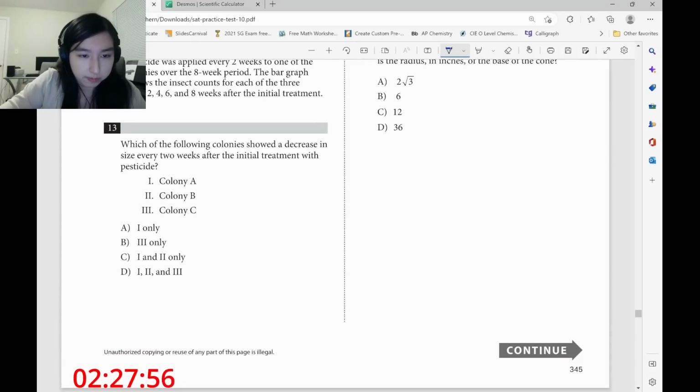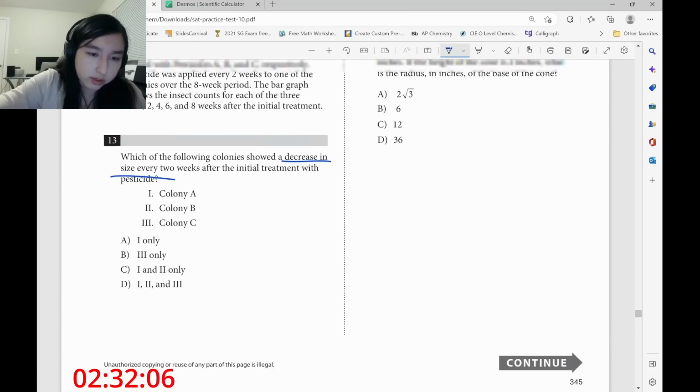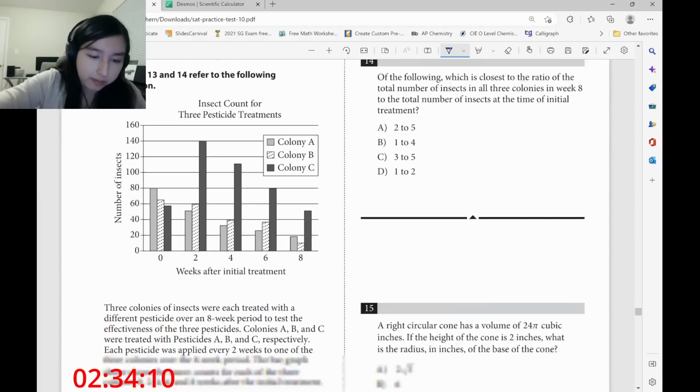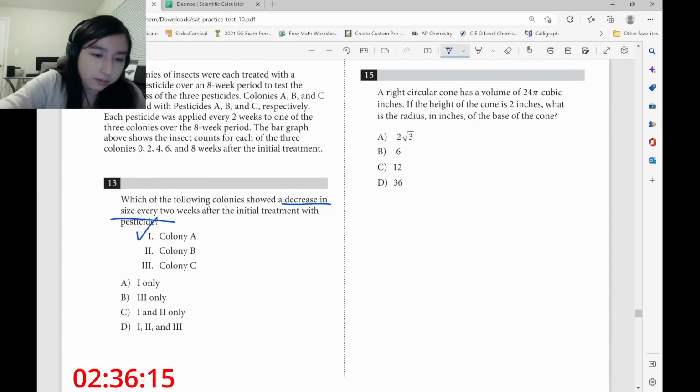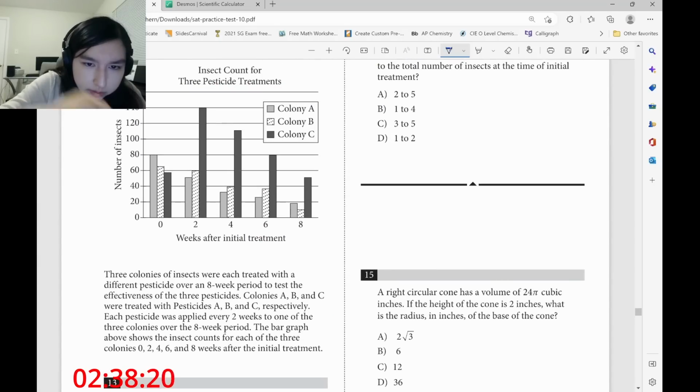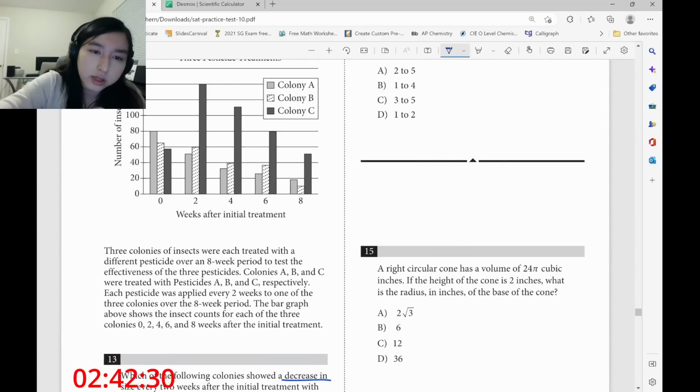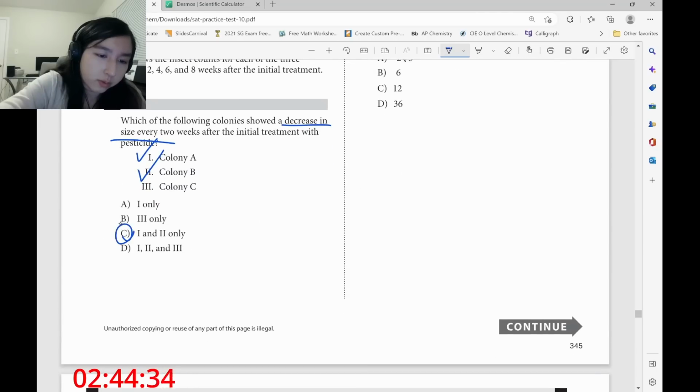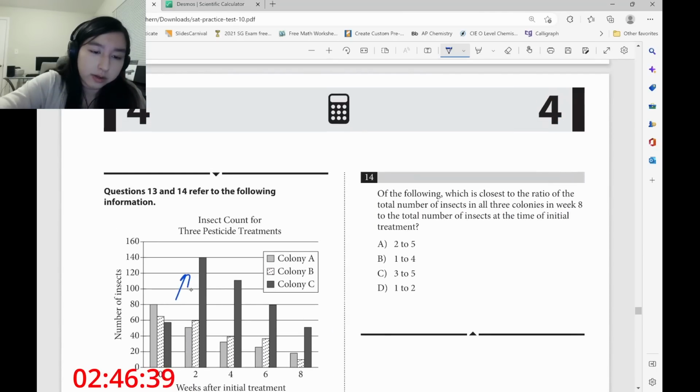Straight to the question. Decrease every 2 weeks. So it has to decrease. A is decreasing. What about B? Is that a decrease? Yep, I guess it is. B is a decrease. C definitely not. It went up. So it's going to be 1 and 2 only. Alright, let's look at this one.